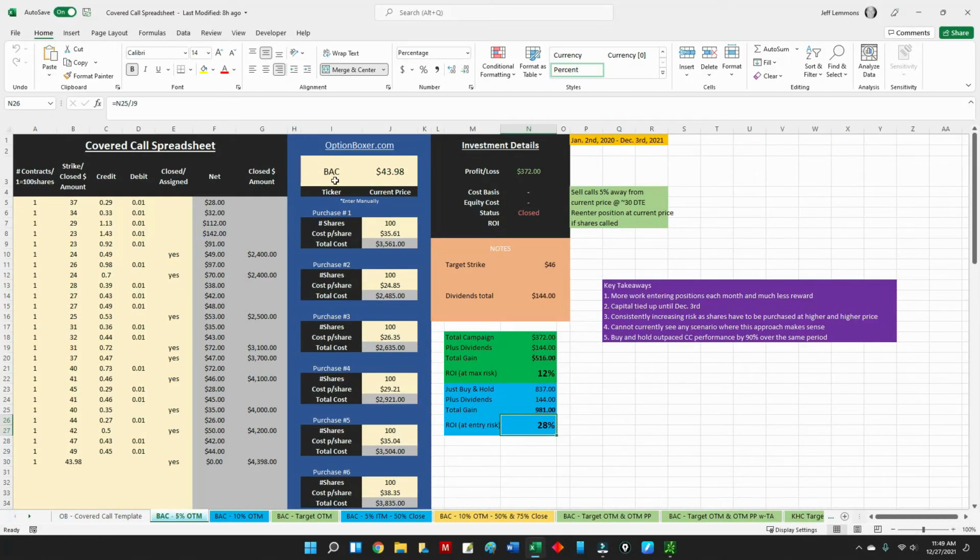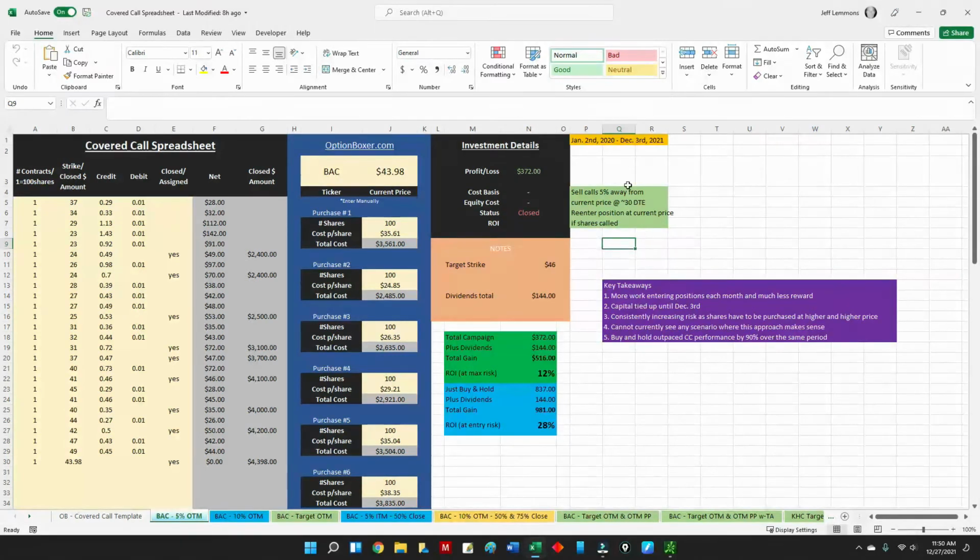the shares of Bank of America, and I should also say all of these backtests are conducted on Bank of America. At the end, I attempted one on Kraft Heinz, and I picked a couple of different ones that I was going to backtest based on the fact that they pay a dividend that is generally pretty good, and they're fairly stable companies. So with Bank of America, I bought 100 shares at $35.61, and then immediately started selling calls 5% away from the money. I gave myself a little calculation here to give me the target strike price, which was just out of the money.